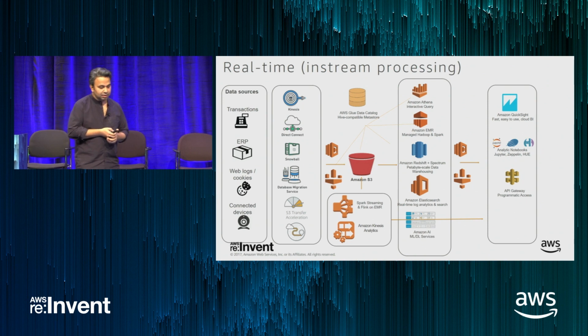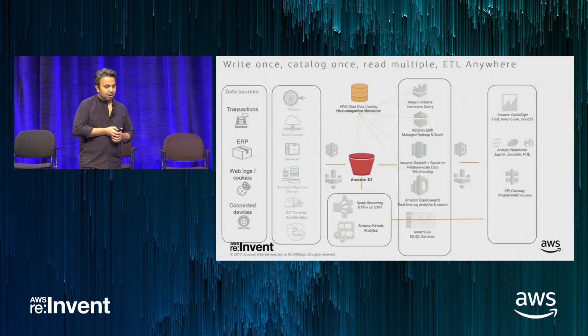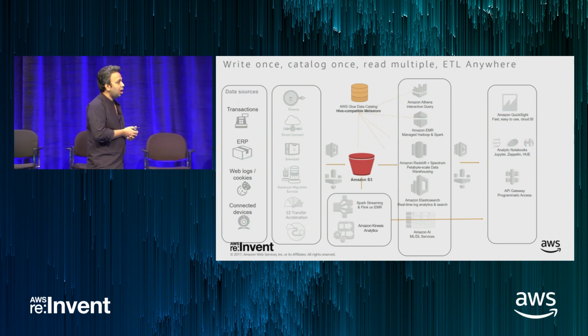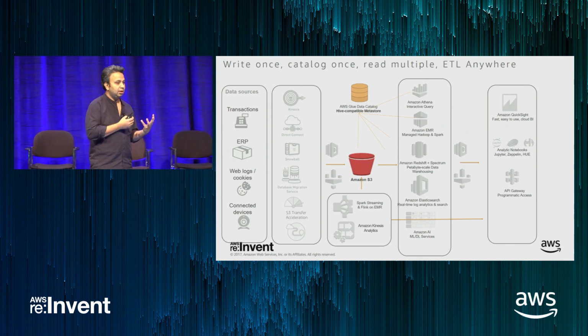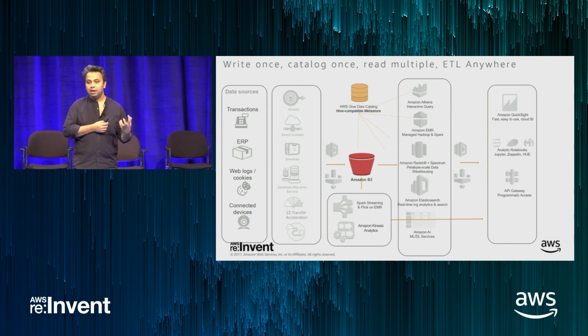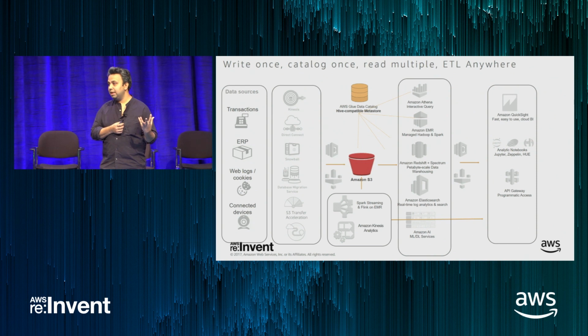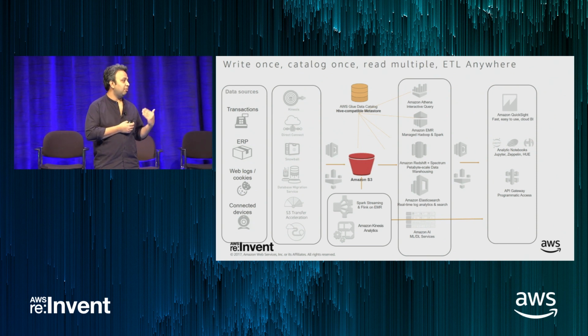Right? So now if you think about all of this, the only commonality that we see in all of this is here's S3. S3 is a great place to store your data, and here's a metadata catalog. Everything else is replaceable by one engine or the other based upon your use case.